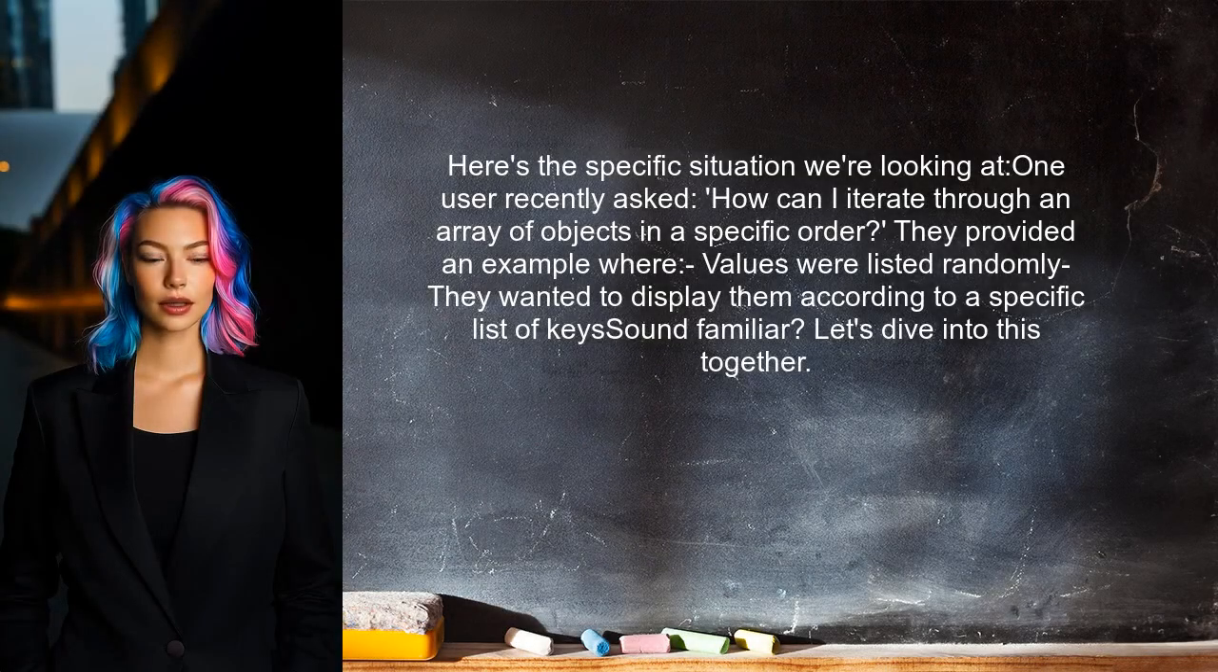Here's the specific situation we're looking at. One user recently asked, "How can I iterate through an array of objects in a specific order?" They provided an example where the values were listed randomly, and they wanted to display them according to a specific list of keys. Sound familiar? Let's dive into this together and find a solution.